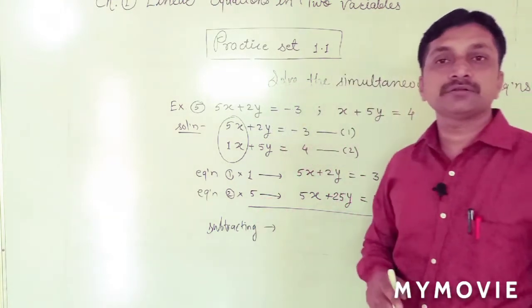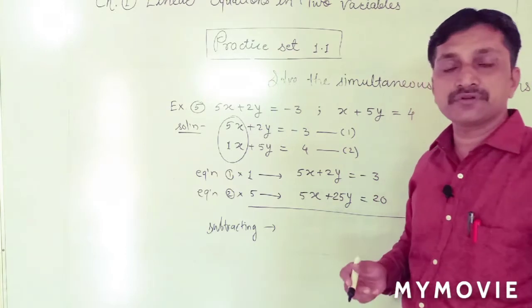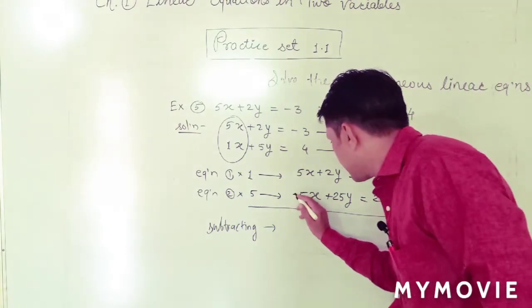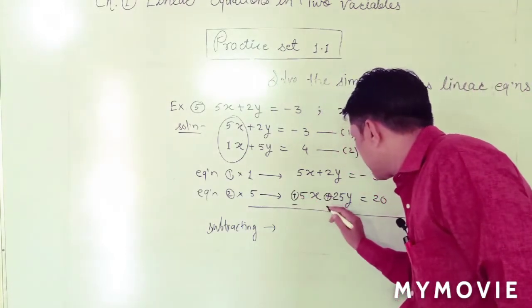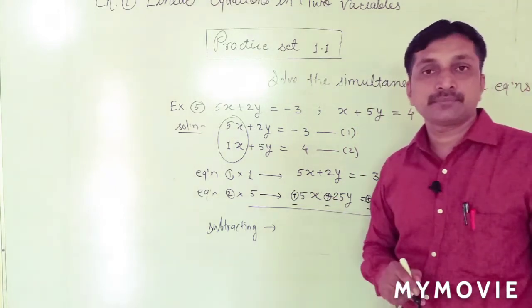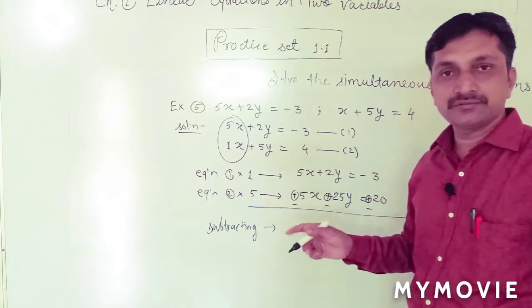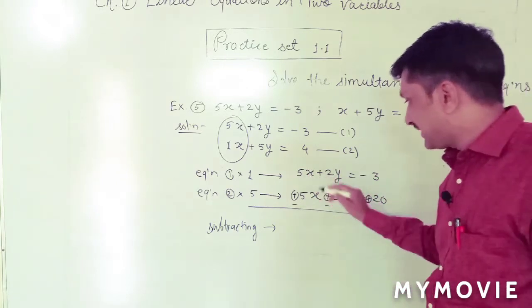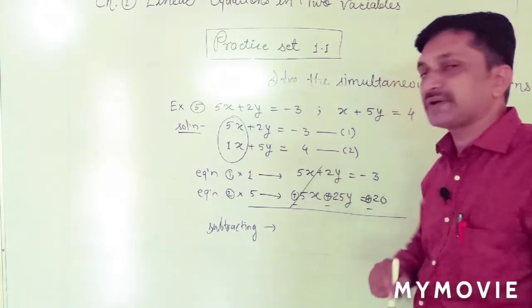And when we subtract, automatically the signs of the second equation will change. Original sign plus, new sign minus; plus minus, here plus minus. These are the new signs because of subtraction. If we add, we don't make any change. Now 5x minus 5x will get cancelled because its value is 0.